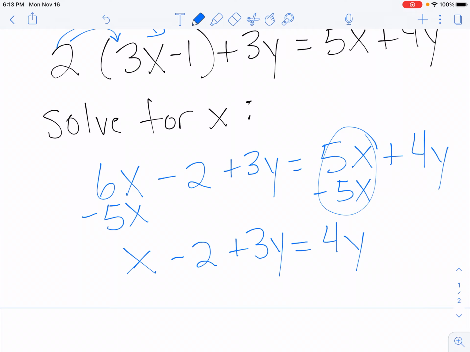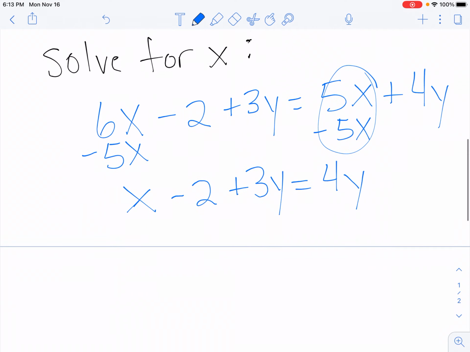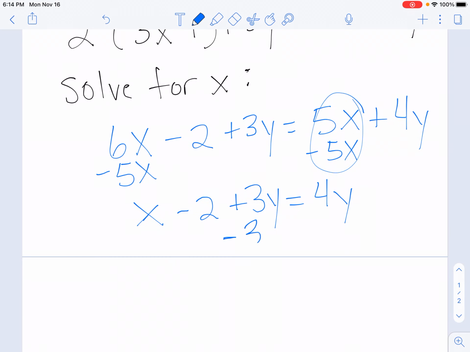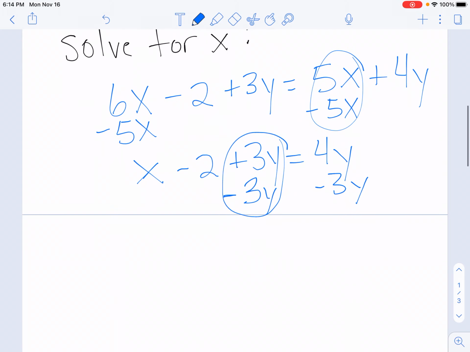Okay, again, I am solving until I get the x alone, so I need to move something else off of the left side, so I'm going to subtract 3y from both sides. So 3y and negative 3y make a 0 pair. On the left-hand side, I'm left with x minus 2 equal to, on the right-hand side, 4y minus 3y gives me 1y.